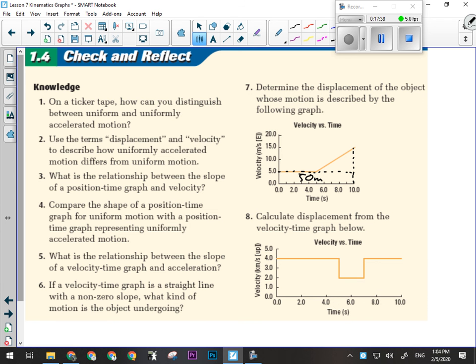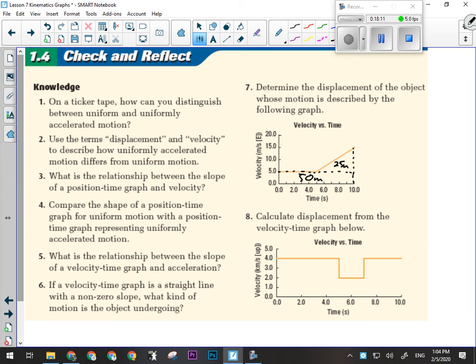However, at time 5 seconds, it accelerated from 5 to 15 meters per second. So I've got to take the average velocity and multiply that by the time. So my height of my triangle is 10, from 5 to 15, multiplied by 5 seconds. So I'm going to have 5 times 5, so this is going to be 25 meters here. Everybody all right with that? All right, so my total displacement there is 75 meters east.